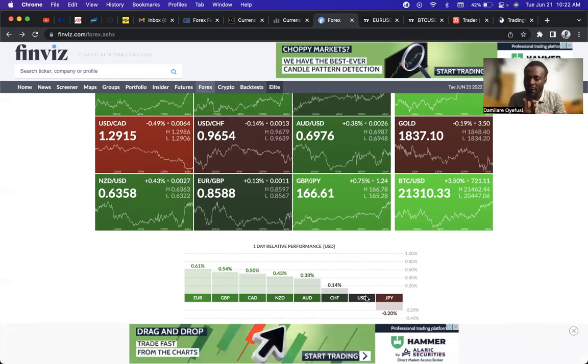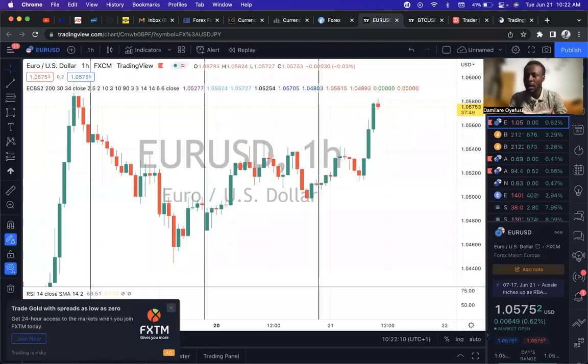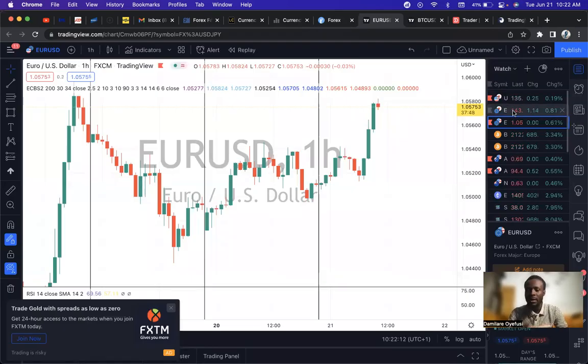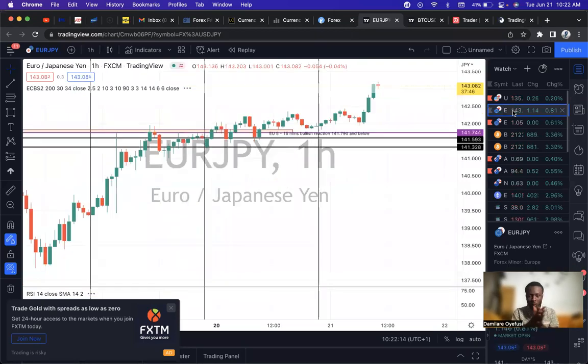So my favorite right now will be Euro JPY. Why? Because Euro is the strongest. JPY happens to have a good backward movement in the market. So Euro JPY, let me look for it on my chart. I'm going to pick that out first. So EJ, wow, Euro JPY. Oh, it's going to be a good day.